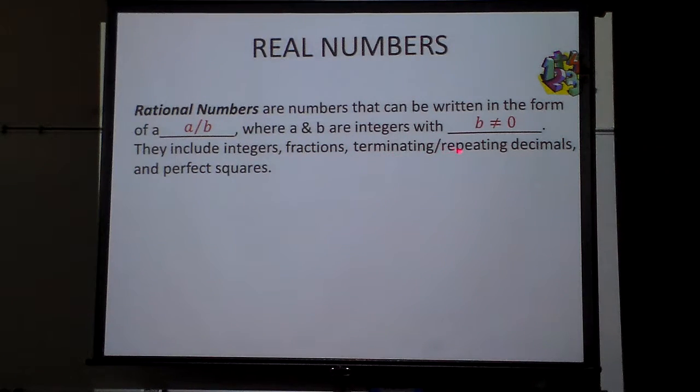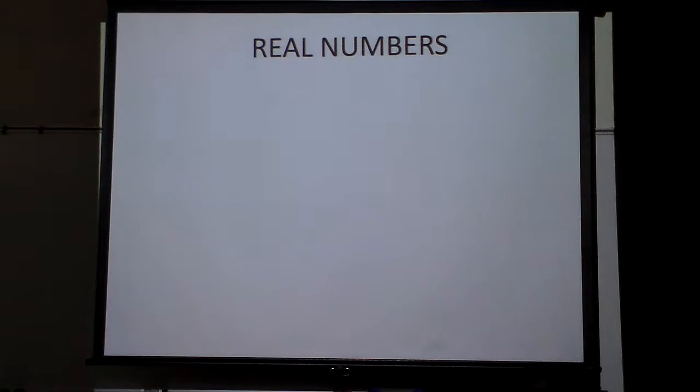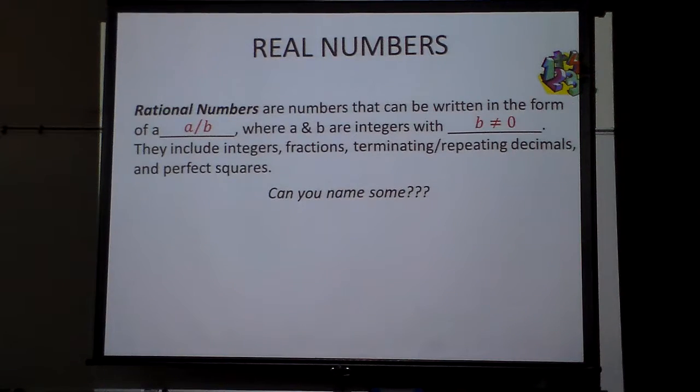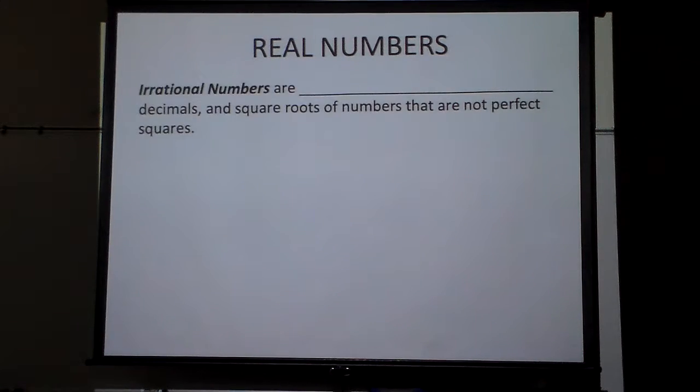And what we call terminating and repeating decimals. Those are decimals that we can make into fractions. Any decimal we can make into a fraction is a rational one. If we can't make it into a fraction, it's considered irrational. And what we call perfect square root numbers, like the square root of 25, because the square root of 25 is 5, so that would be a rational number. The square root of 3 is not, okay? And if they're not, they're considered to be irrationals.